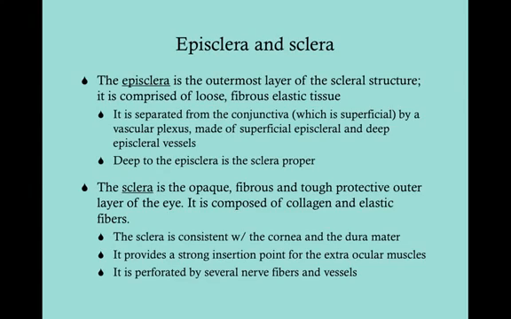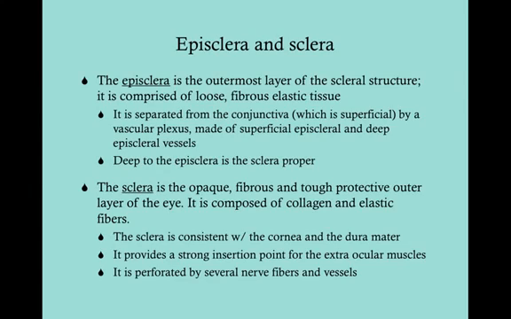So the episclera is the outermost layer of the scleral structure. When you think of the sclera, you think of the white of the eye, but you really have two layers there. You've got the episclera, which is on the outside, and the sclera, which is directly beneath that. The episclera is comprised of loose, fibrous, elastic tissue, and it's separated from the conjunctiva. The conjunctiva would be superficial to the episclera, so that would be on the very, very outside.